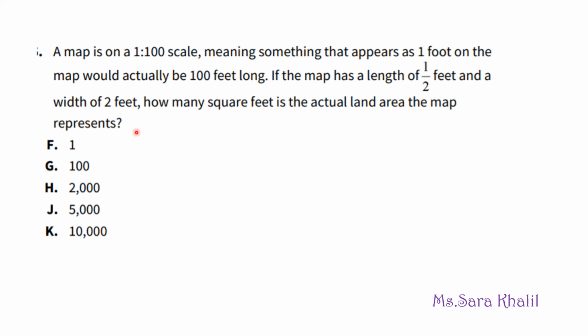Okay, so we said 1 represents 100. So 0.5 feet represents 50, 100 times 0.5. And the 2 feet represents 200, 100 times 2. Now, can you find the real area? These are the real 50 feet and 200 feet. This is the real, this is the map. So the real area is 200 times 50, and so the answer is 10,000 feet squared.